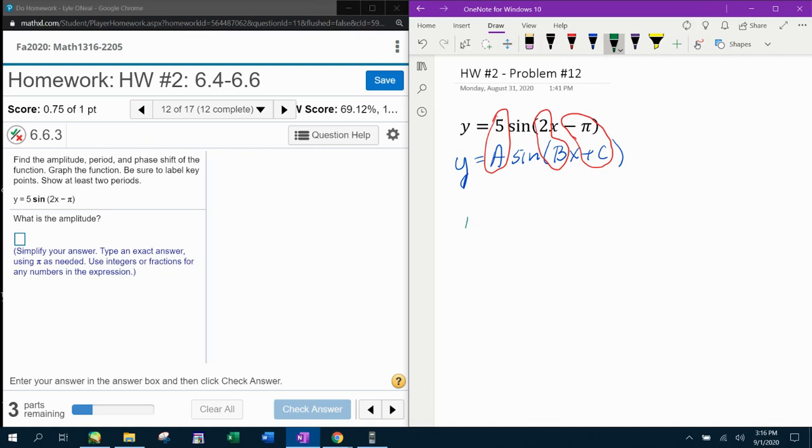So here's what we know. We know that a is 5, and we know that the amplitude is the absolute value of a, and the absolute value of positive 5 is still positive 5. So that should be our amplitude.